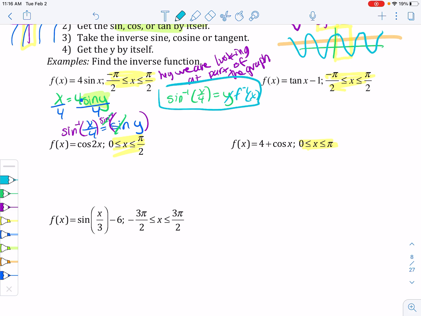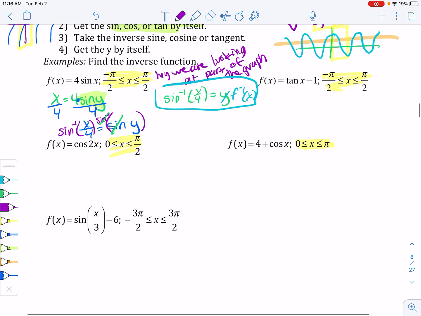If we look at this one, the cosine one, okay. Now I could also, instead of using x as my variable, I could also use theta. So I could do this equation as f of theta equals cosine of 2 theta, right? Or I could just have it as y equals cosine of 2 theta. Okay? So just be aware that you can use theta as your x variable.